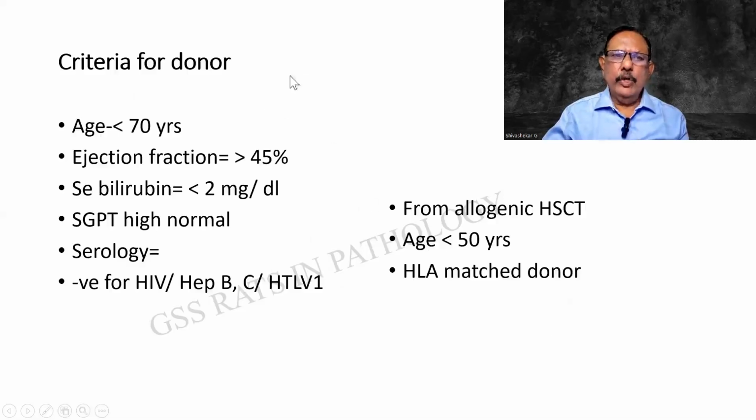There are some criteria for the donors which have to be followed, however it is not being so in some corporate hospitals. You find that the age has to be less than 70 years, the ejection fraction more than 45%. Serum bilirubin, you find that neither the patient nor the donor should be jaundiced, and the liver function should be within normal limits. Serologically, he should be free of hepatitis, HIV, B and C, and also HTLV1. And from the allogenic one, you find should be less than 50 years and a HLA matching should be done.